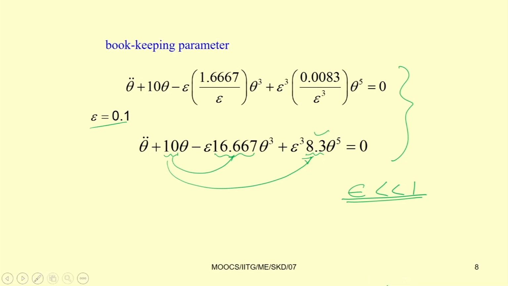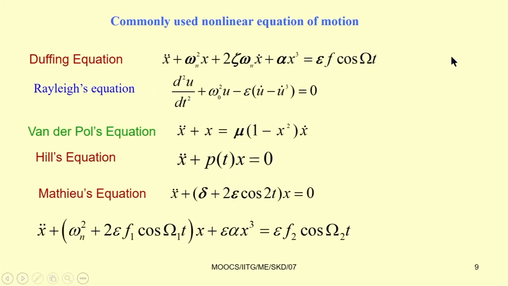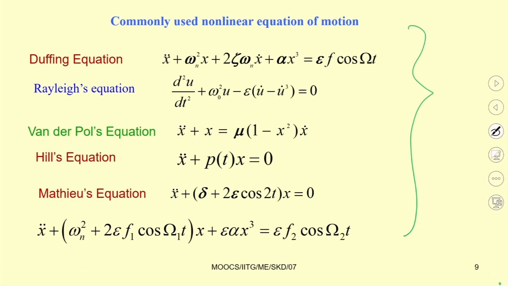By choosing properly the value of the scaling parameter and the bookkeeping parameter, you can write down this nonlinear equation of motion in many different ways. The same nonlinear equation can be written in many different ways. These are the commonly used nonlinear equations we already know, and a particular nonlinear equation we see may be a combination of all these equations.